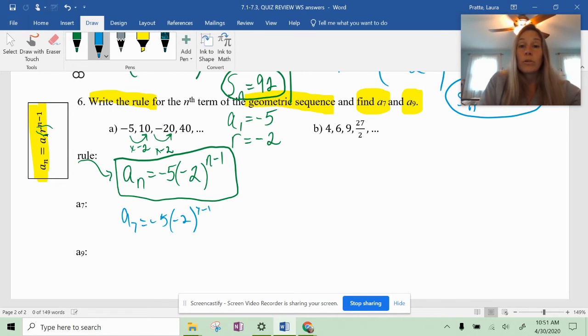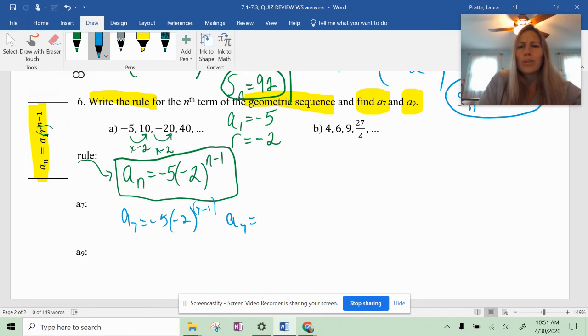Just be careful, make sure you're using PEMDAS when you're figuring this out. So when I go to find my a sub 7, I have to do this little exponent part first, right? The 7 minus 1 is 6. So if you're putting this all in a calculator, you're probably going to need to put parentheses around that. Unless you have one of the really new calculators, you won't need to because it will bump it up. The older ones, you'll need parentheses.